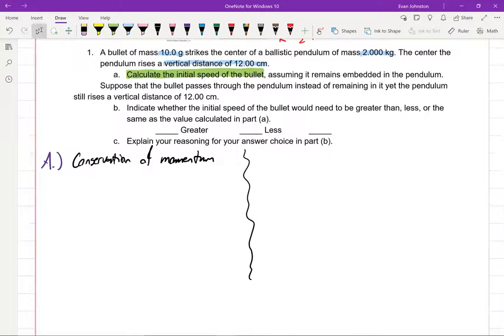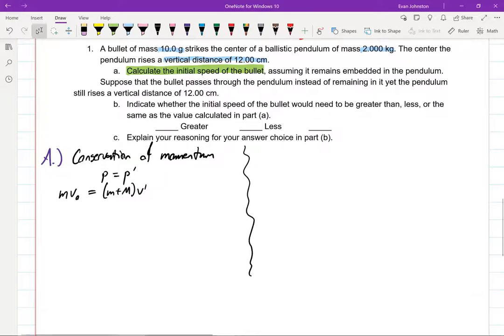And we're just going to start out by saying, well, P equals P prime. So the bullet's mass times its initial velocity equals the combined mass of the bullet and block times the velocity afterwards. And we're trying to find the initial speed of the bullet. So we want to find this V naught. So I would divide by the little m on both sides. And V naught is equal to m small plus m big times V prime over V naught.